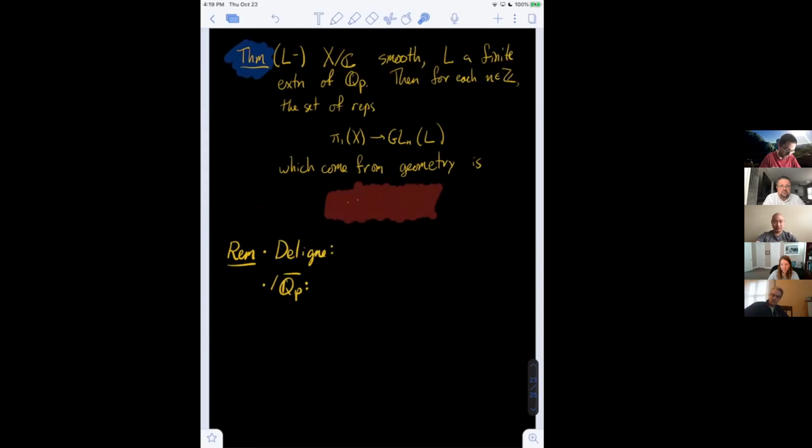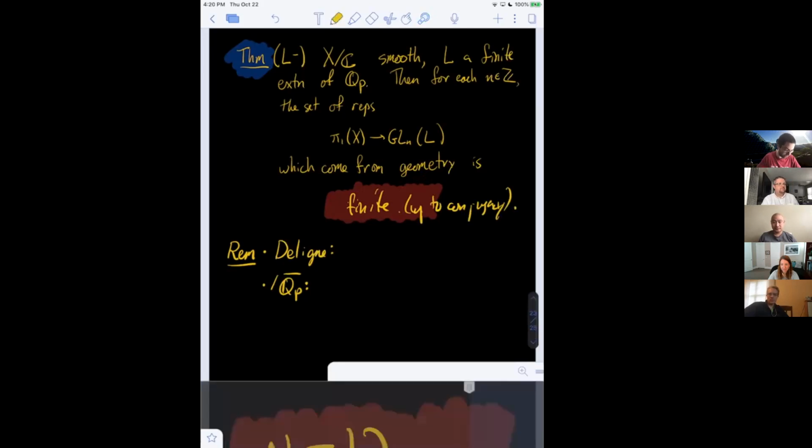Suppose I have a smooth variety and a finite extension of Q_p, just think a field. Then the theorem is that if you look at the set of representations into GL_n with coefficients in this field which come from geometry, it's finite up to isomorphism, up to conjugacy. So this says that representations which come from geometry are extremely special. There's only finitely many of them of each rank.